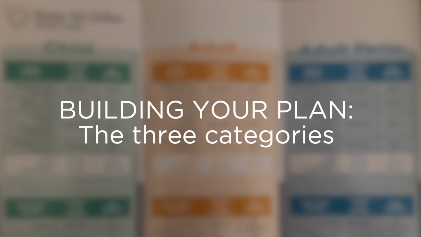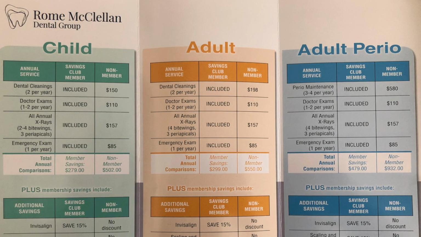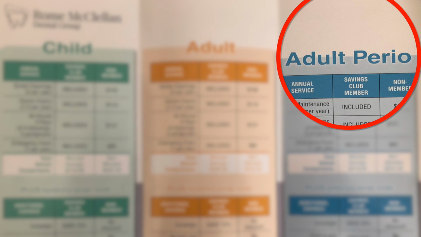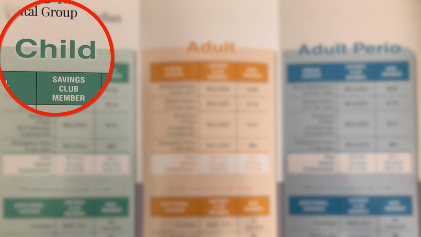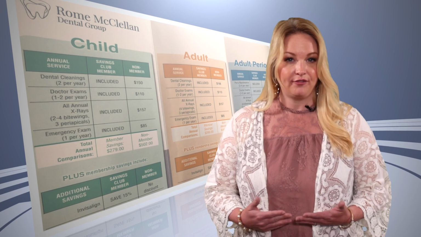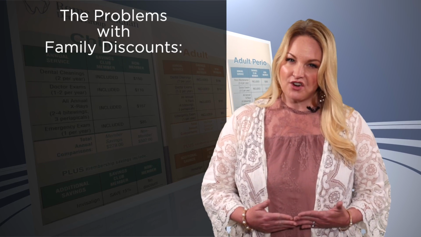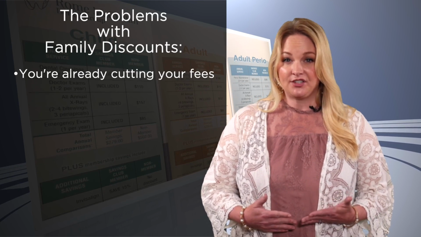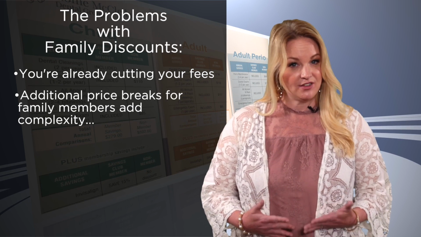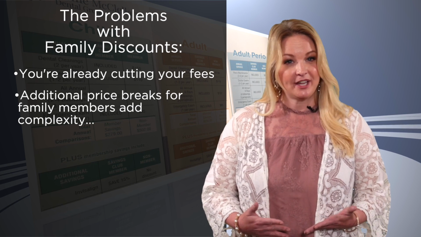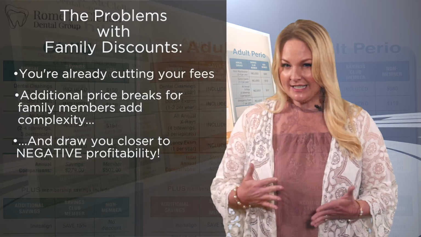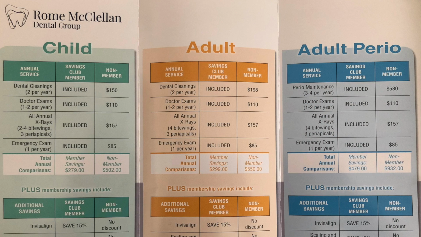Your membership plan should address 3 categories of patients: healthy adults, adults in perio treatment or a history of perio, and children. Some plans out there add a pricing category for additional family members. The problem with that strategy is that you're already making dentistry extremely affordable for members. By giving additional price breaks to additional family members, you're not only complicating your system, you're hovering closer to negative profitability. Stick to these 3 categories and keep it simple.